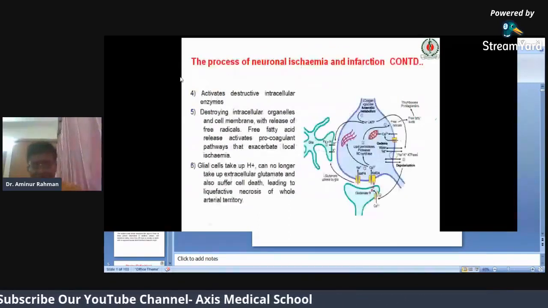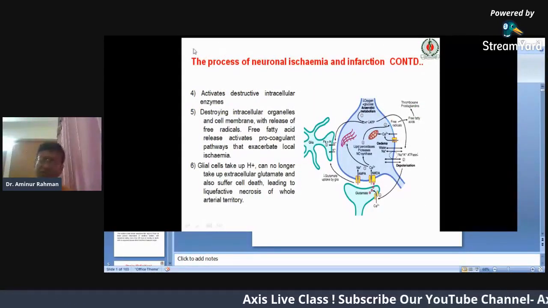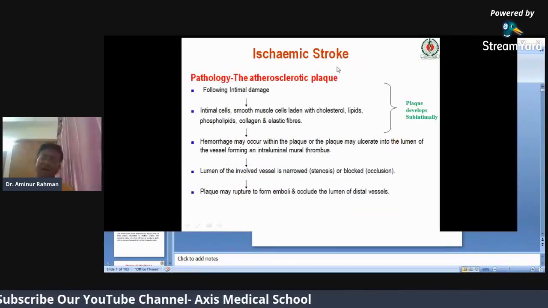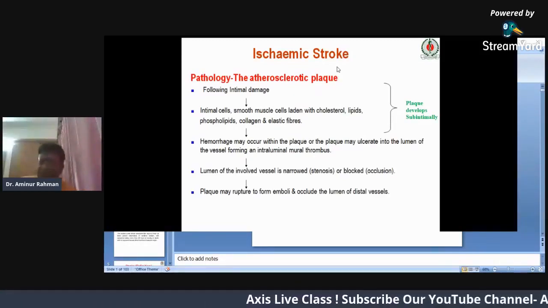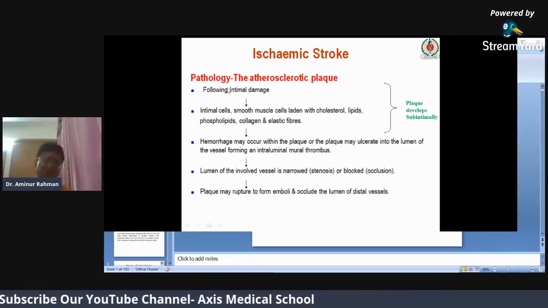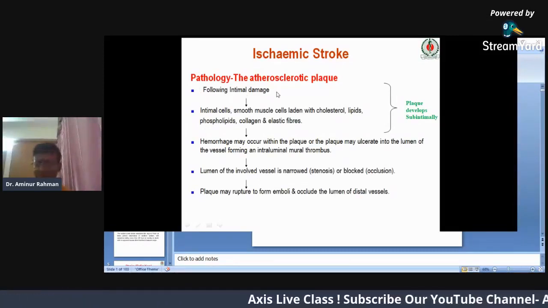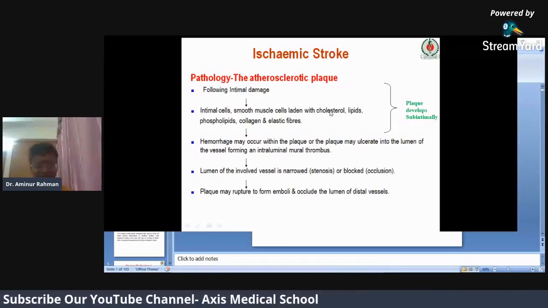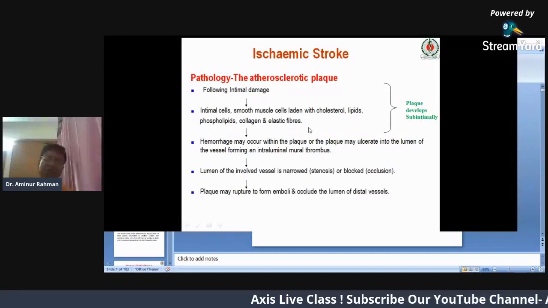So this process is all about the pathological process. You have already learned this from your fourth year knowledge of pathology in cell injury. And another step: what is the pathology in atherosclerotic plaque? In case of ischemic stroke, there is a common term, the atherosclerotic plaque. How does it form? The blood vessel intimal layer is damaged. When the intimal layer is damaged, intimal cells, smooth muscle cells laden with cholesterol, lipids, phospholipids, collagen, and elastic fibers are all forming a plaque.